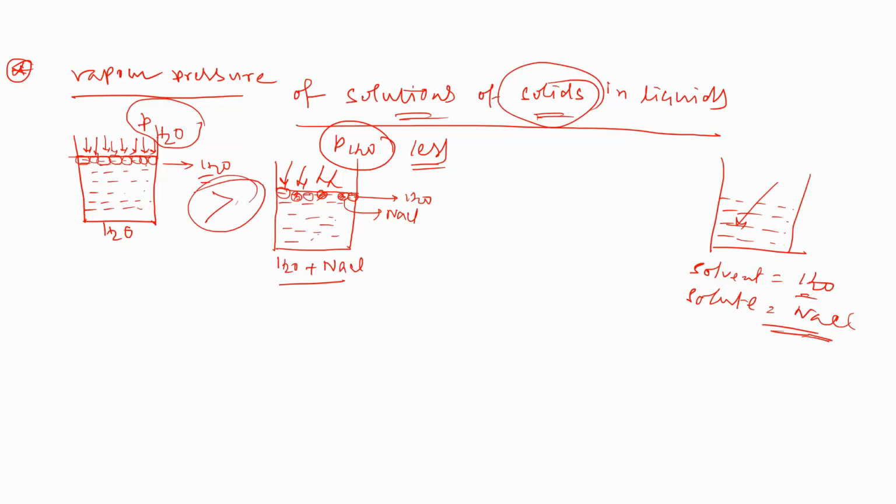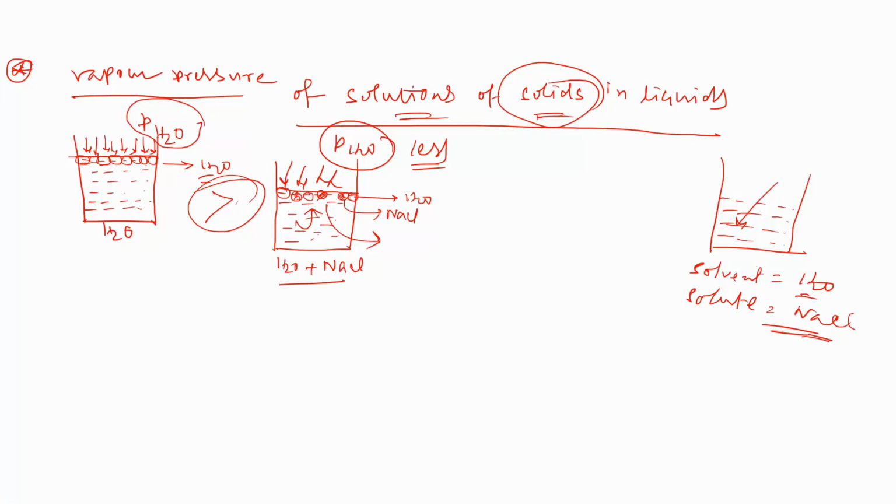So there is a conclusion. In a pure liquid, the entire surface is occupied by molecules of the liquid, while in a solution the surface has molecules of both. So here both NaCl and water molecules are there, the solute and the solvent. Hence the fraction of the surface covered by the solvent molecules gets reduced. As a consequence, the number of solvent molecules escaping from the surface is reduced. So when the NaCl molecules go to the surface, some water molecules are reduced, so the vapor pressure is also reduced.